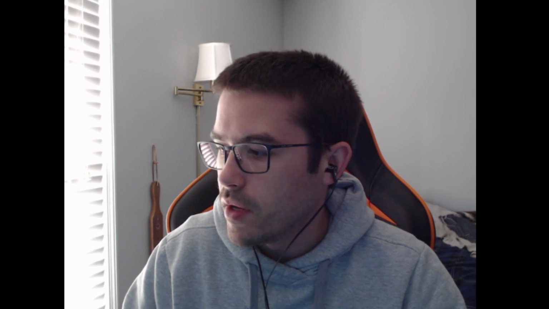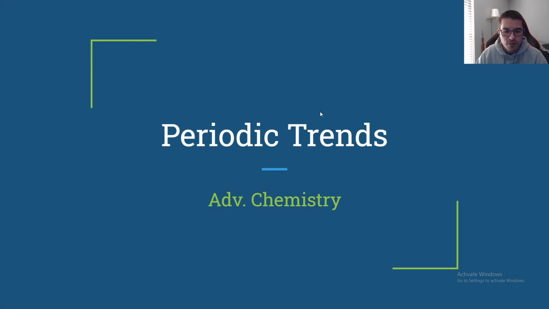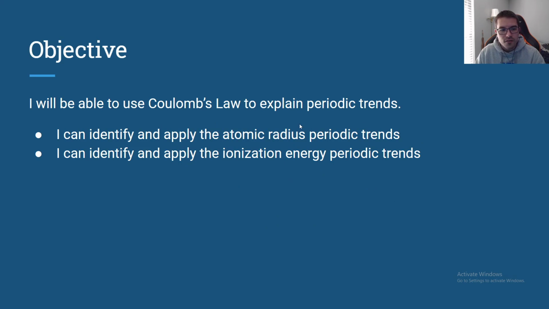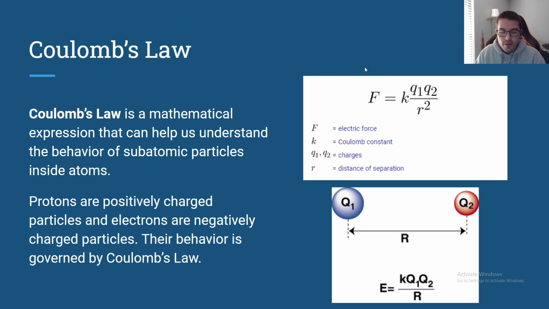All right, welcome back to the second video for the periodic trends topic. Last time we spent the whole day talking about Coulomb's law, right, which is that mathematical formula that you can use to describe or understand the behavior of charged particles. So today we're going to be using Coulomb's law to kind of explain how periodic trends work.